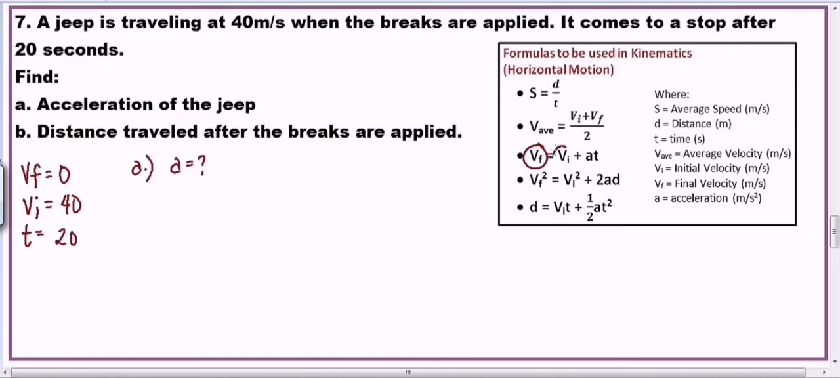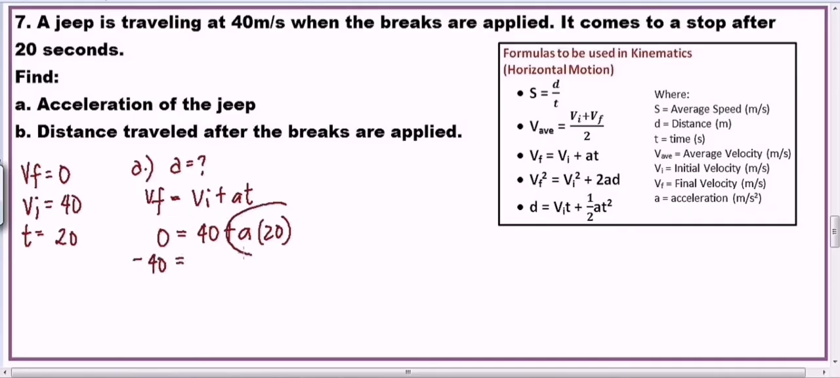We have VF, VI, A, yung hinahanap, and time. So, pwede natin gamitin si VF equals VI plus AT. So, VF is 0 equals VI is 40 plus A, yung unknown, times 20. So, 40, ibabawas doon, that is negative 40, equals A times 20 is 20A. Divide both sides by 20 to get the value of A. So, A is negative 40 divided by positive 20 is negative 2.